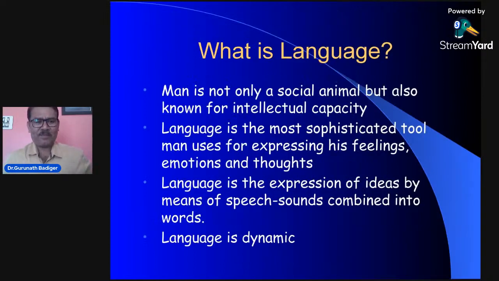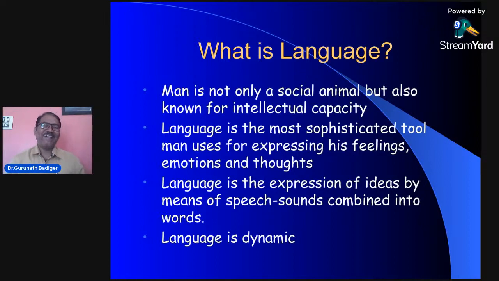Let's talk about what is language today. And after understanding language, we move on. We go on talking about different techniques of teaching English language and literature in today's talk. Language, as you know, is one of the most sophisticated tools that man has developed. Because whenever we are talking about man, man is a social animal, man is a tool using animal, man is the only speaking animal, man is the most intelligent animal, man is the most intellectual animal, the crown of all creations.